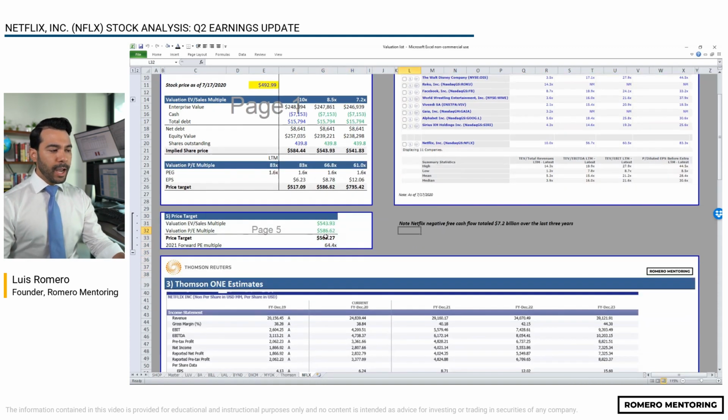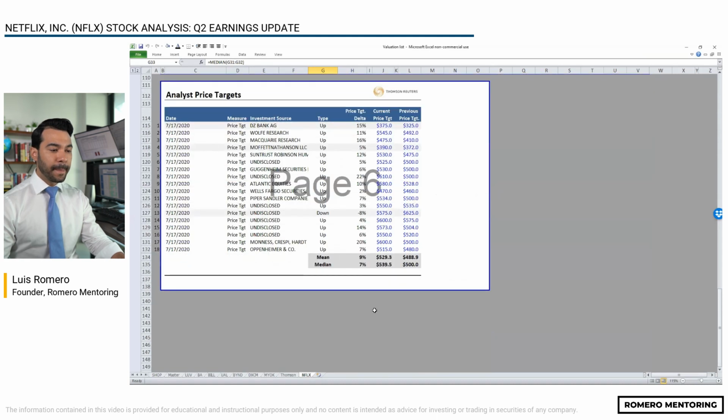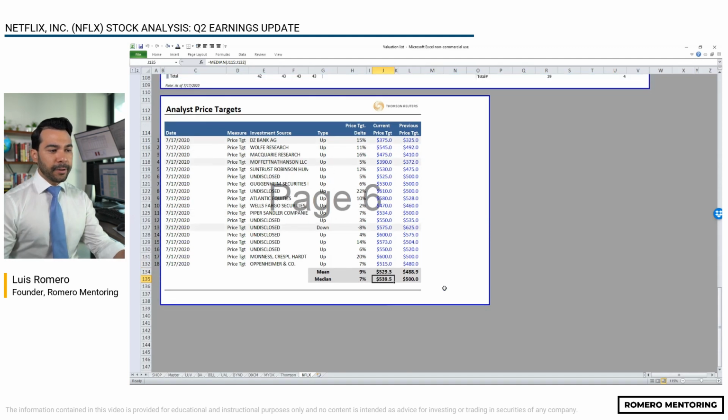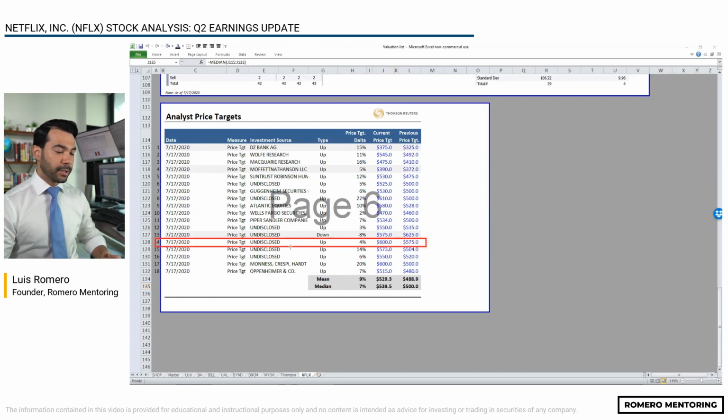And if you see here my price target of 565, if we scroll down again to what other analysts are expecting, on the median side, 539. So we are a little bit above that range. But look, there are other analysts right here that have a $600 price target. You have right here undisclosed, so we don't know what bank it's coming from. We have this one, Monness, okay, 600.